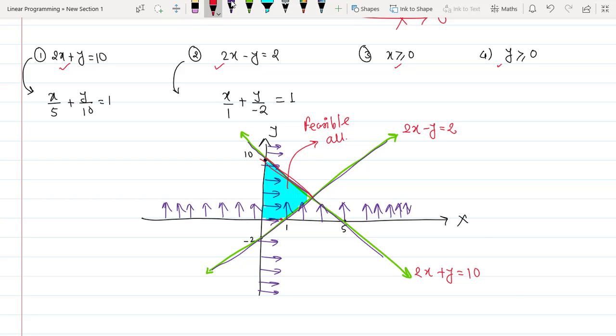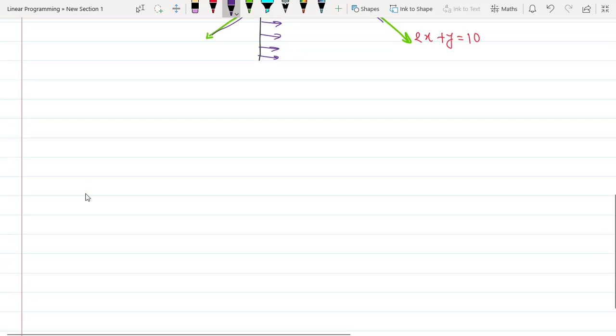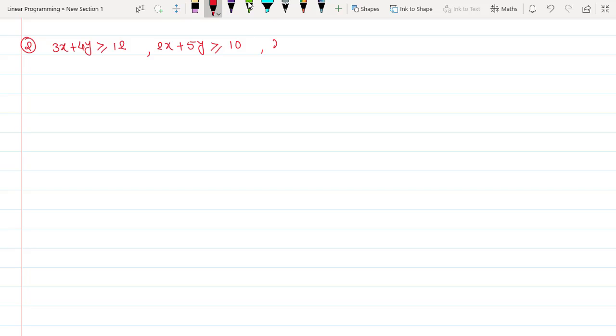Now next, see the next question. The next question says: find the graphical solution for the system of inequations 3x plus 4y is greater than or equal to 12, 2x plus 5y greater than or equal to 10, x is greater than or equal to 0 and y is also greater than or equal to 0.